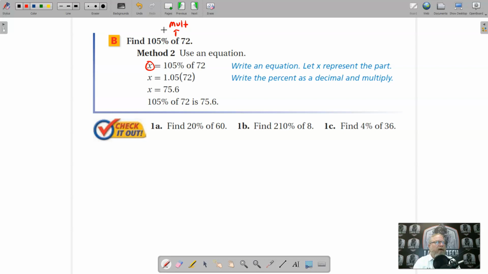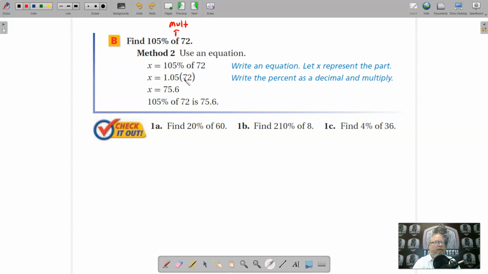So we're going to go ahead and put that down. X, what we're wanting to find, right? And X is equal to 105% of 72. Well, "of" means to multiply, so we're having multiplication here. We don't have an operation sign here, so we know this means to multiply.